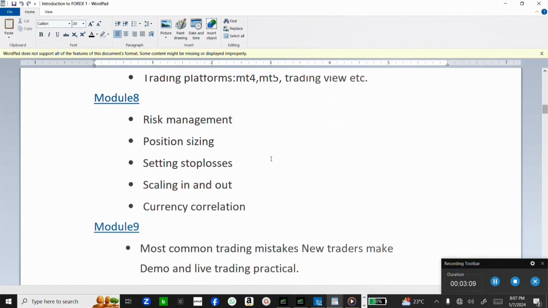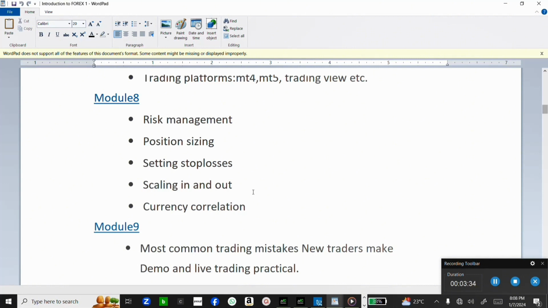We are going to look at risk management in Module 8, how you can protect your account. We are going to look at position sizing, standard lots, micro lots, mini lots. We'll go detailed into this, especially we look at how you can set a stop loss. We are going to look at type of orders, market executions, and pending orders. We'll look at all of that. Scaling in and scaling out, we'll look at all of that. Currency correlations. How are currency correlated?